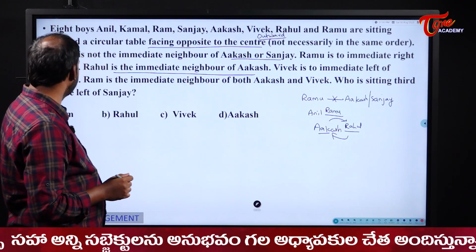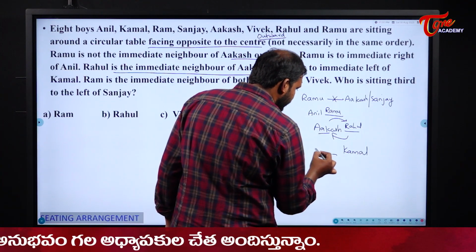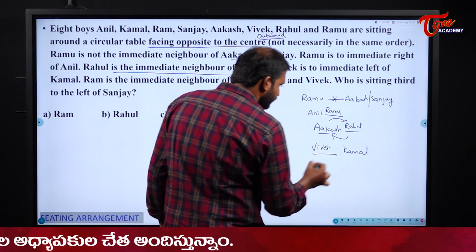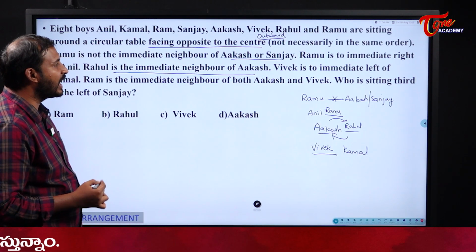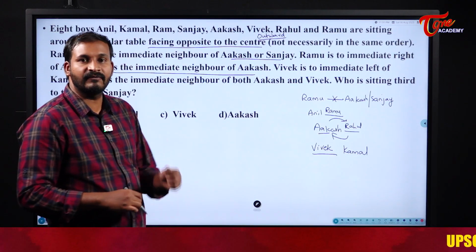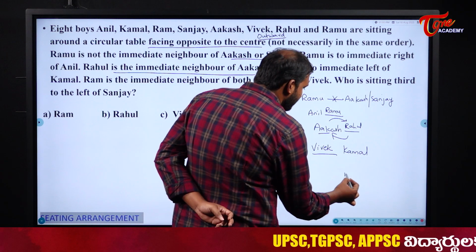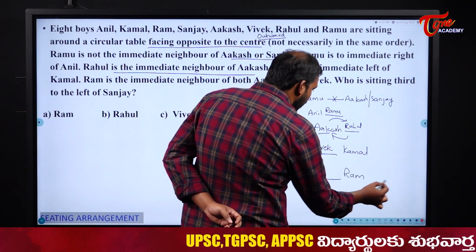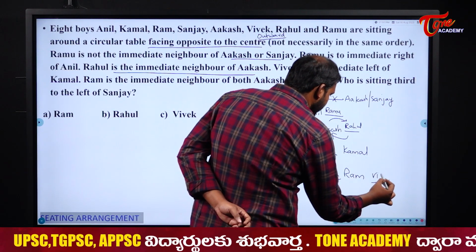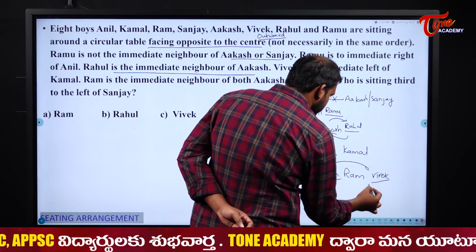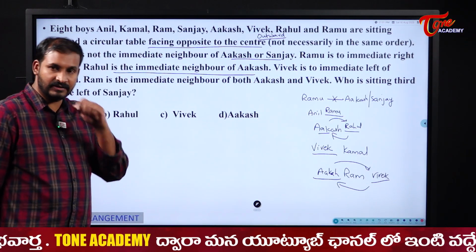Vivek is to the immediate left of Kamal. Kamal's immediate left is who? Vivek. Ram is the immediate neighbor of both Akash and Vivek. That means Ram sits between Akash and Vivek, and they can be interchanged. Next, who is sitting third to left of Sanjay? That is the question for us.